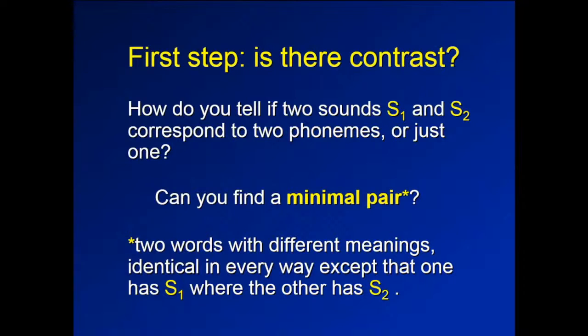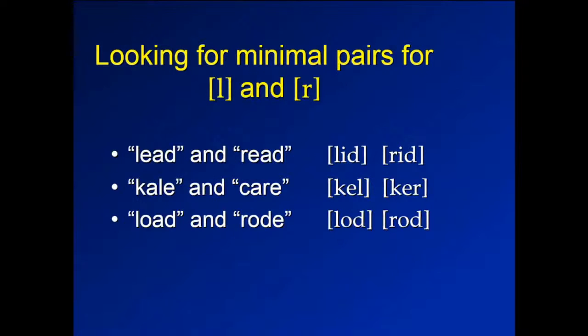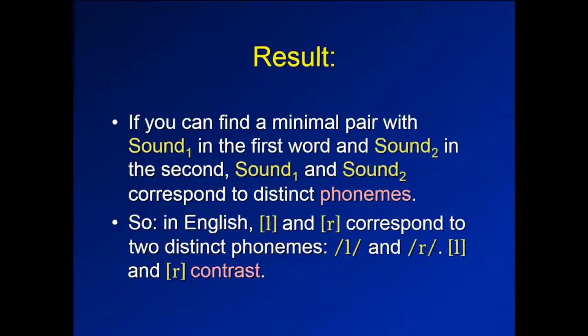The first step: is there contrast? How do you tell if two sounds S1 and S2 correspond to two phonemes or just one? Here, if you still remember, we talked about the solution of the minimal pair. Can we find a minimal pair? Which means two words with different meanings, identical in every way, except that one has S1 where the other has S2. Now, let's talk about these two words, lead and read, kale and care.